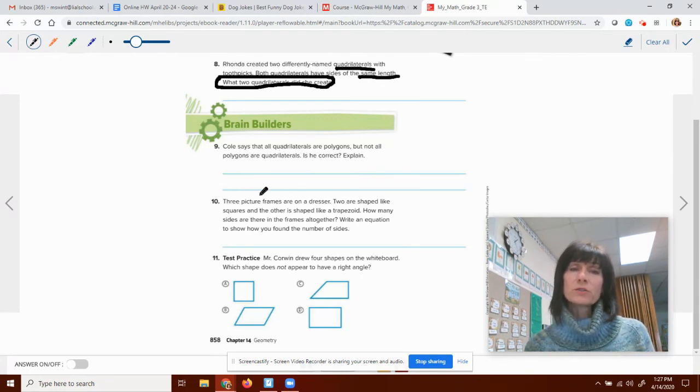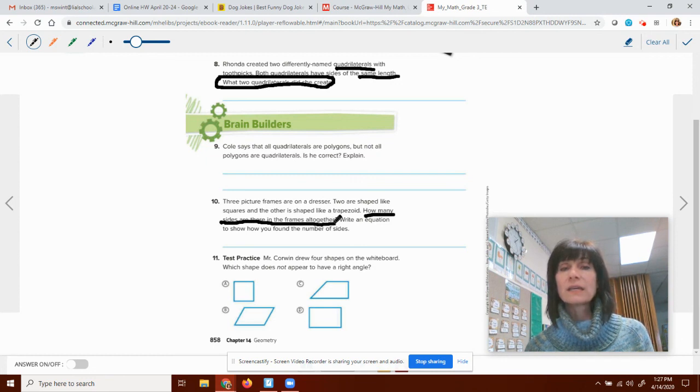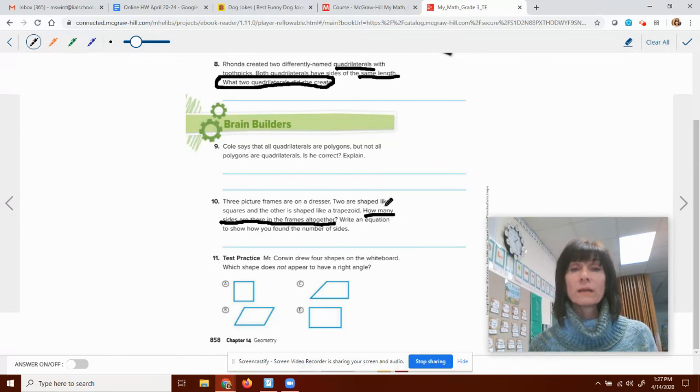Number 10: three picture frames are on a dresser. Two are shaped like squares and the other is shaped like a trapezoid. How many sides are there in the frames altogether? So that's my first question. The second question is, write an equation to show how you found the number. Well, it says two are shaped like squares, so I could certainly illustrate this. I have two that are squares, and then the other shaped like a trapezoid.